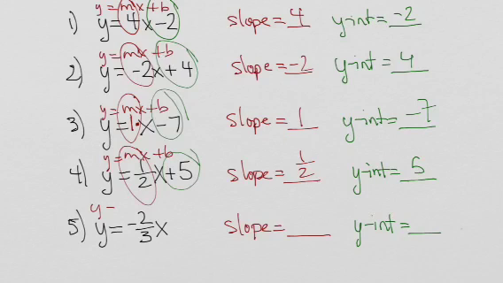Last one, again, y equals mx plus b. My m is the number right in front of the x where the m is. That's my slope, -2/3. And my b is that number that comes at the end, it's gone. There's nothing there. So in this case, that would be a +0.